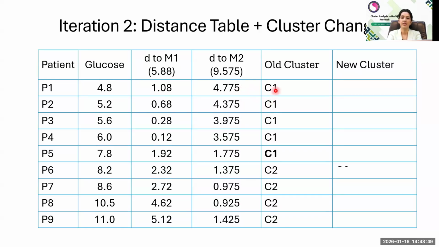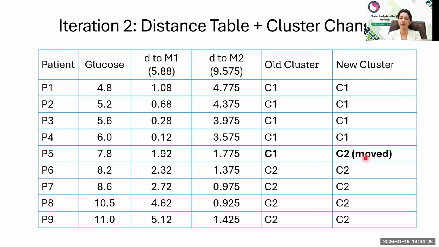Now you see, these were the old clusters. Up till this point it was in cluster C1, and then it was in cluster C2. But after the new centroid, you can see this distance is less, so this one will now move from C1 to C2, and this will be your new cluster. Initially, patient number 5 was in cluster 1, but after the second iteration, patient 5 has moved to cluster 2.